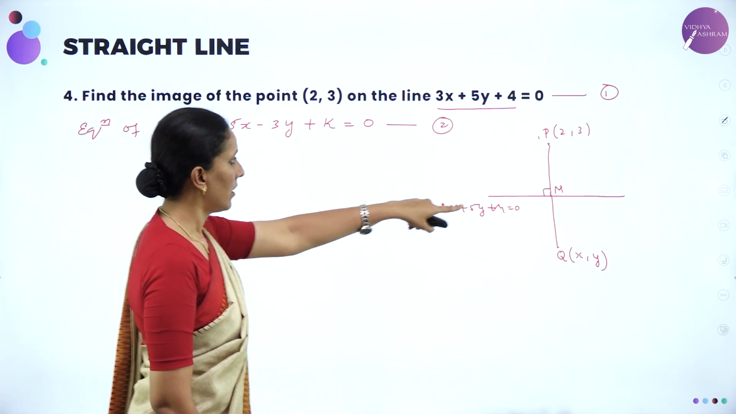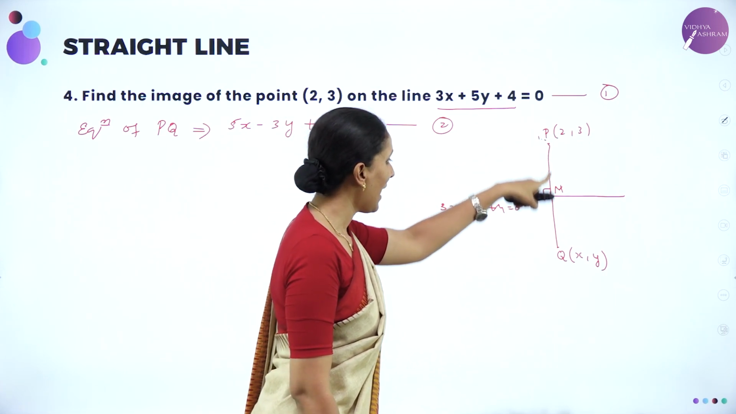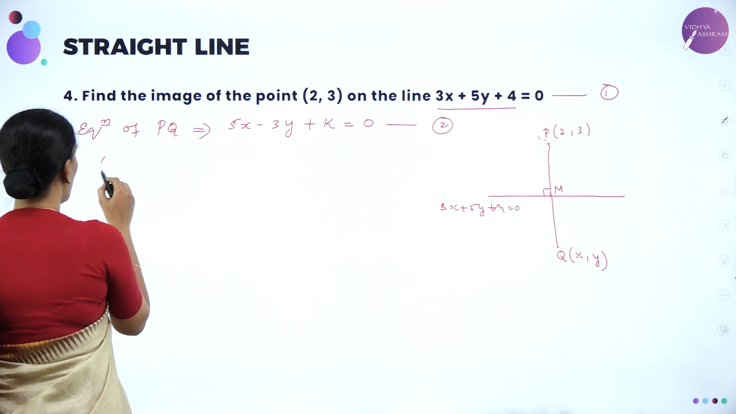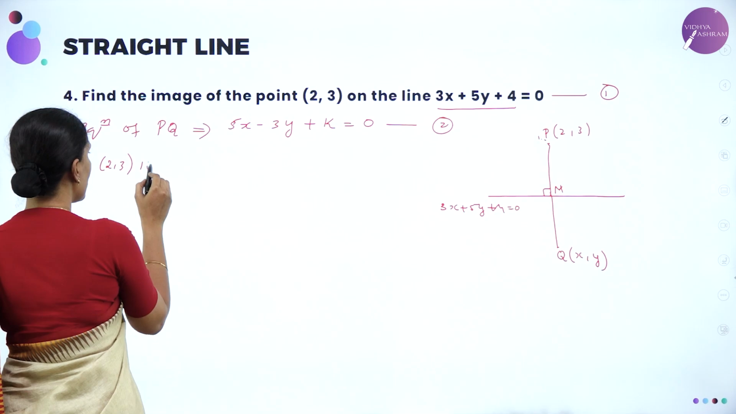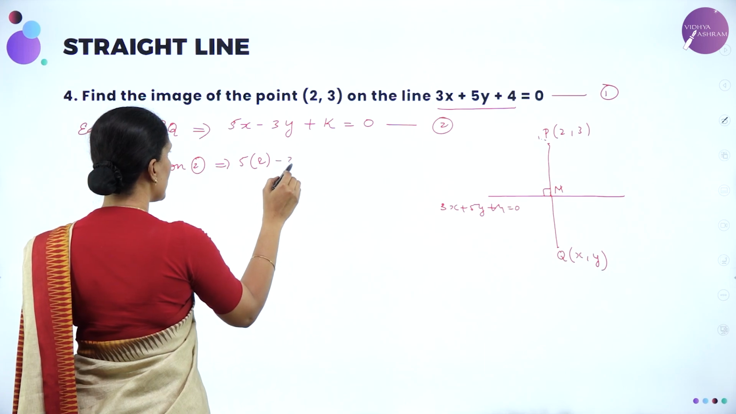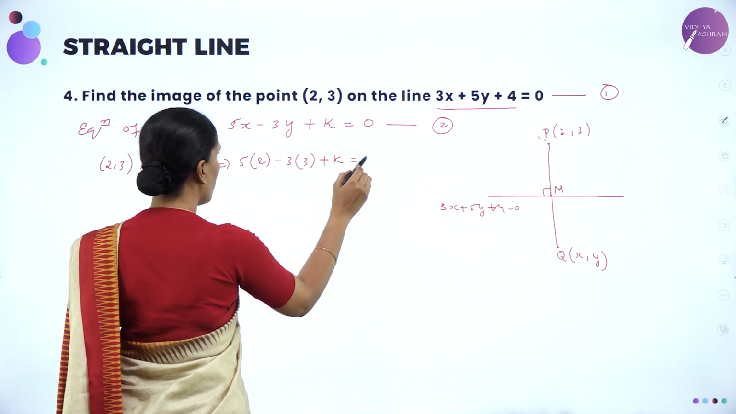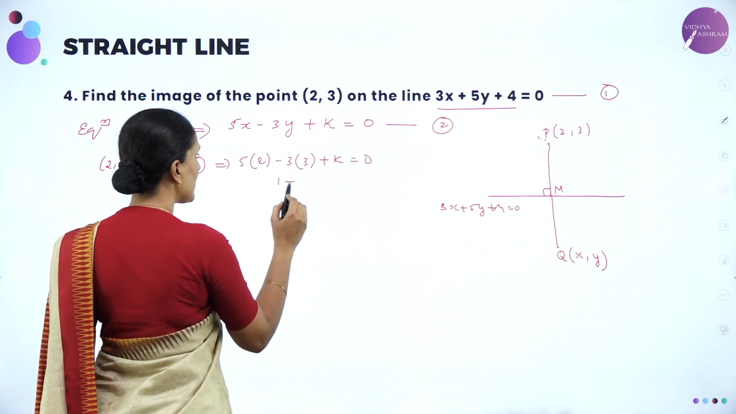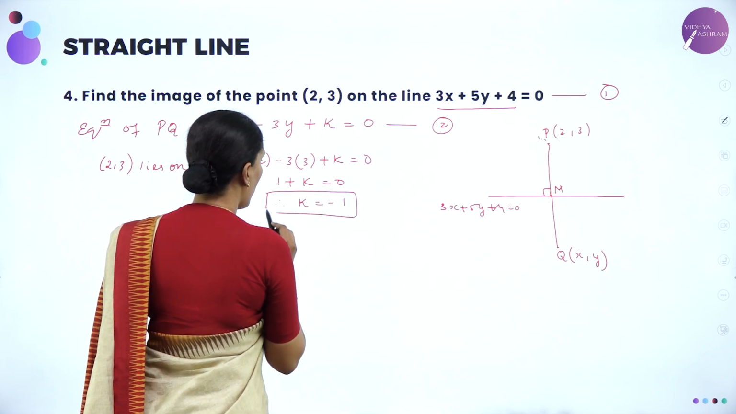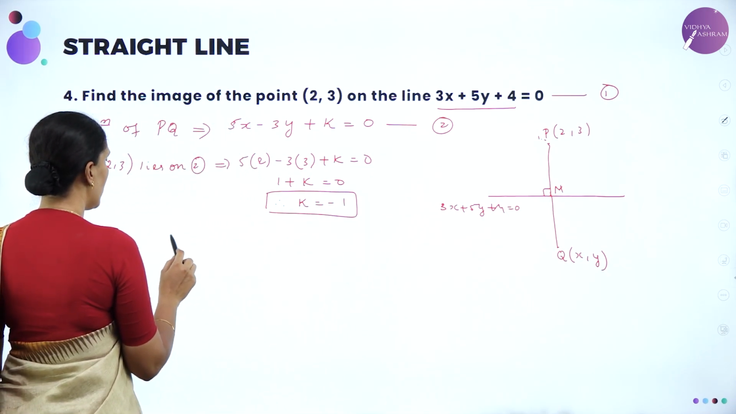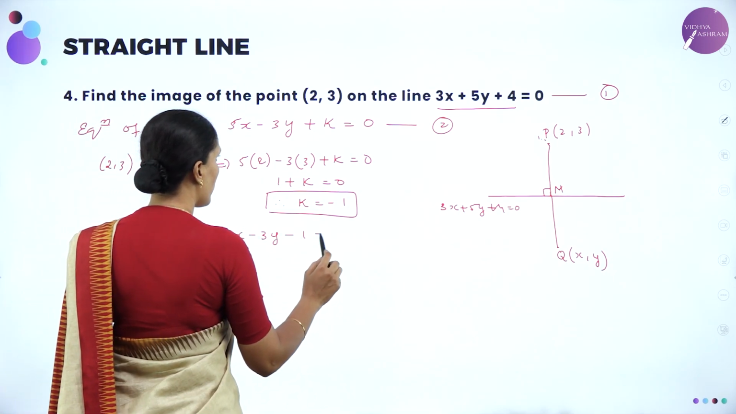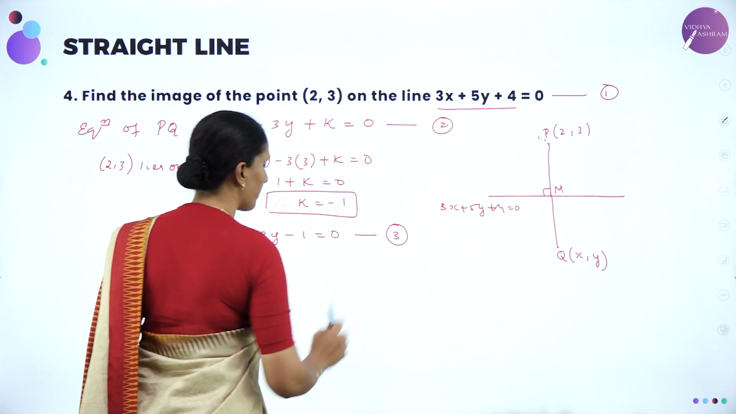Now, since this point P(2, 3) lies on the line PQ, I can use 2, 3 as a solution. So 2, 3 lies on equation 2. This implies 5 into 2 minus 3 into 3 plus k is equal to 0. So 10 minus 9, 1 plus k is equal to 0. Therefore, k is equal to minus 1. Now, if I substitute k is equal to minus 1 here, 5x minus 3y minus 1 is equal to 0. So this is equation 3.